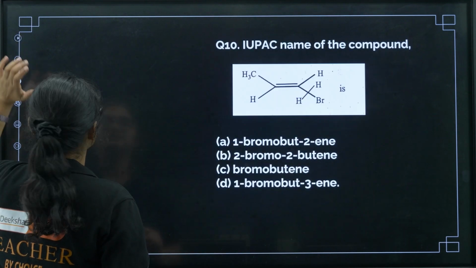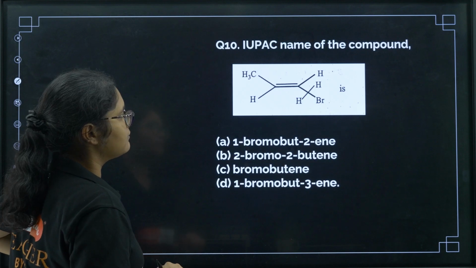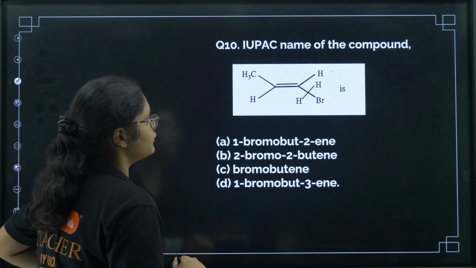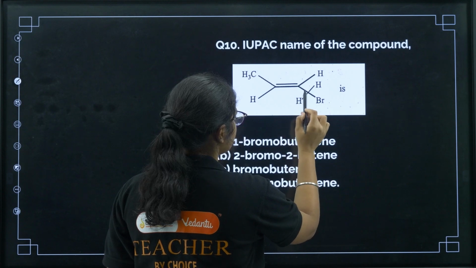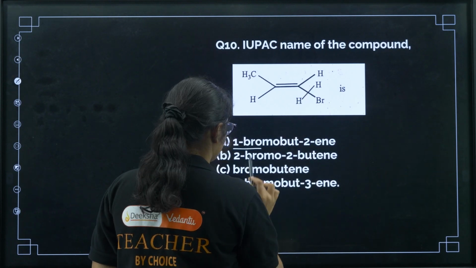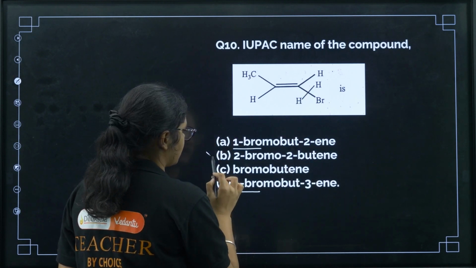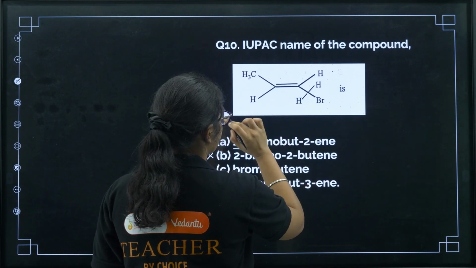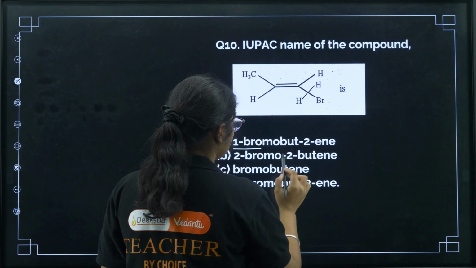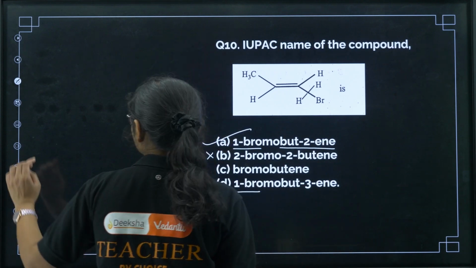Okay, next, question number 10, the IUPAC name of the compound. Here you can find out the IUPAC name. We can start numbering from 1, 2. On position 1 we have bromine, so I can keep this option and this option, and I can eliminate this option. Next, 1, 2, 3, 4, right? 1-bromo but-2-ene, that is option number A.